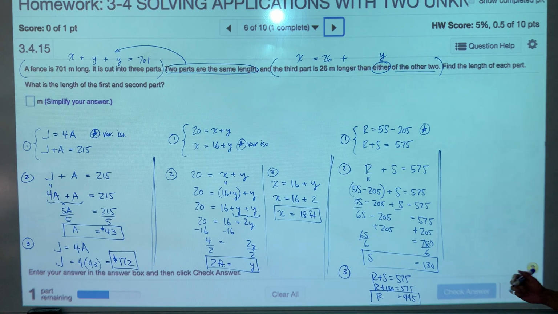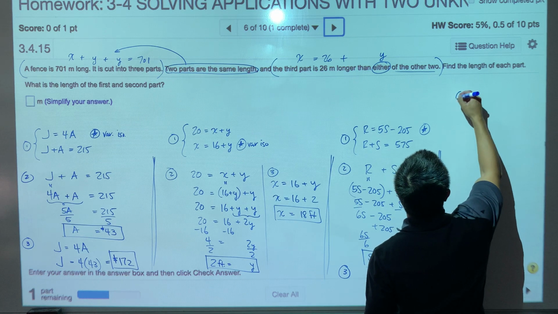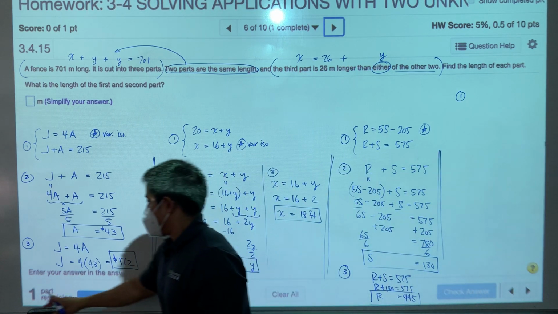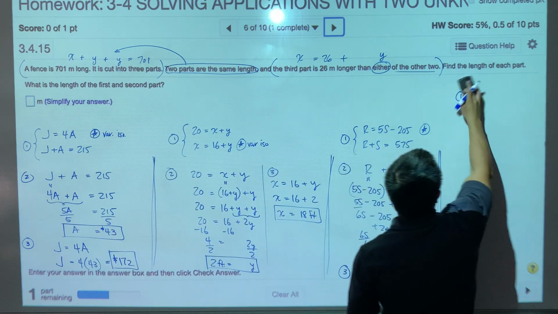Okay, let's go write down our information. I'm going to write it a little bit higher so I don't run out of room this time. And let's see here.